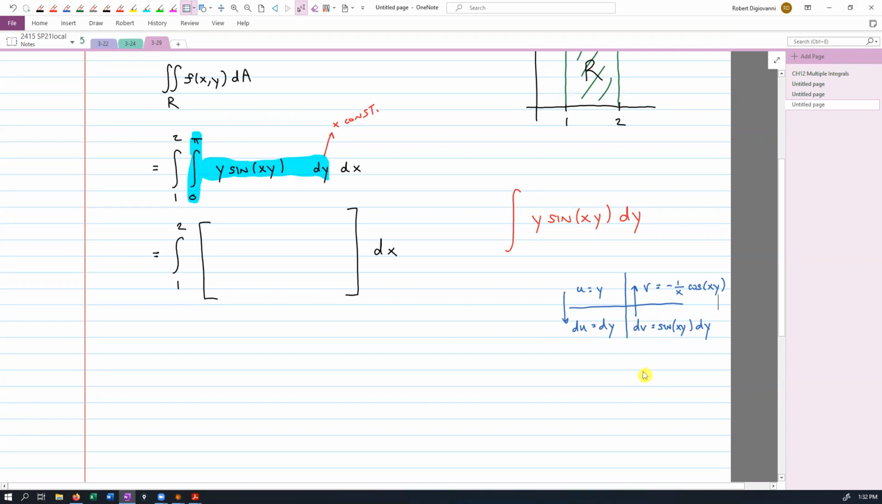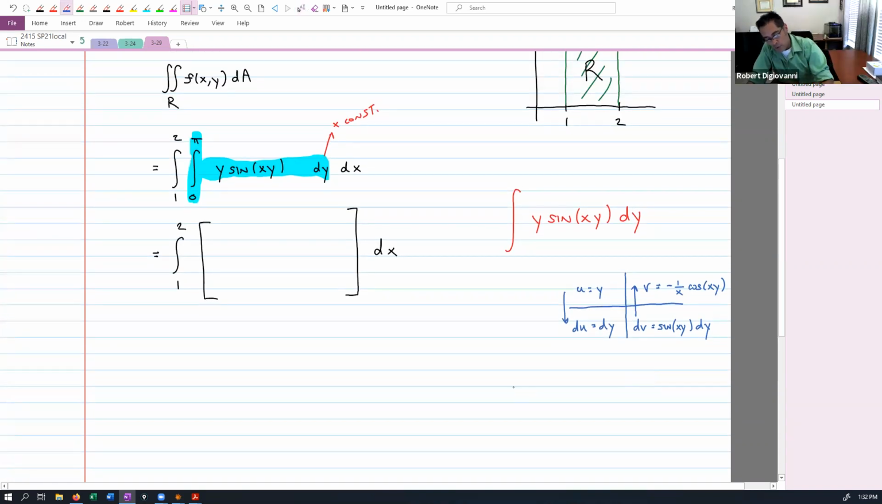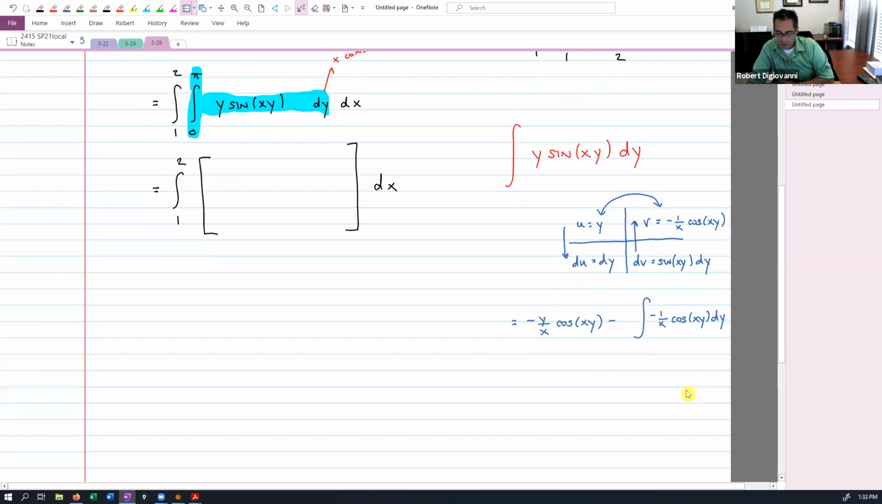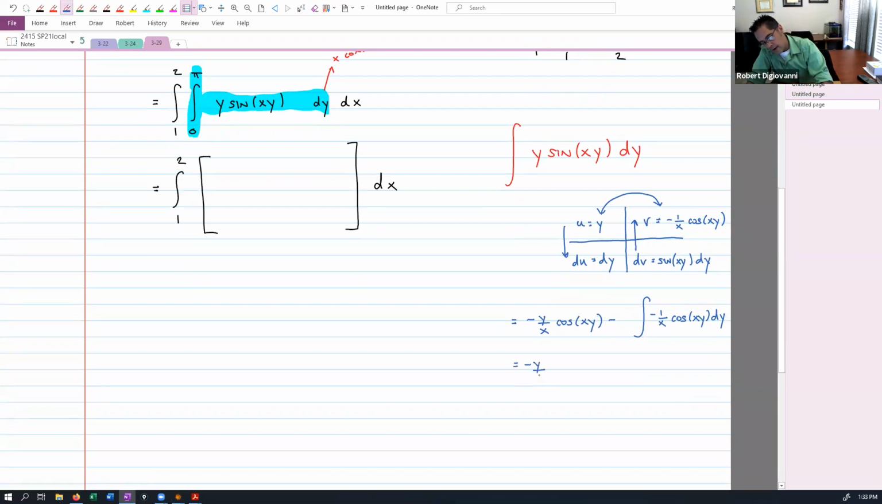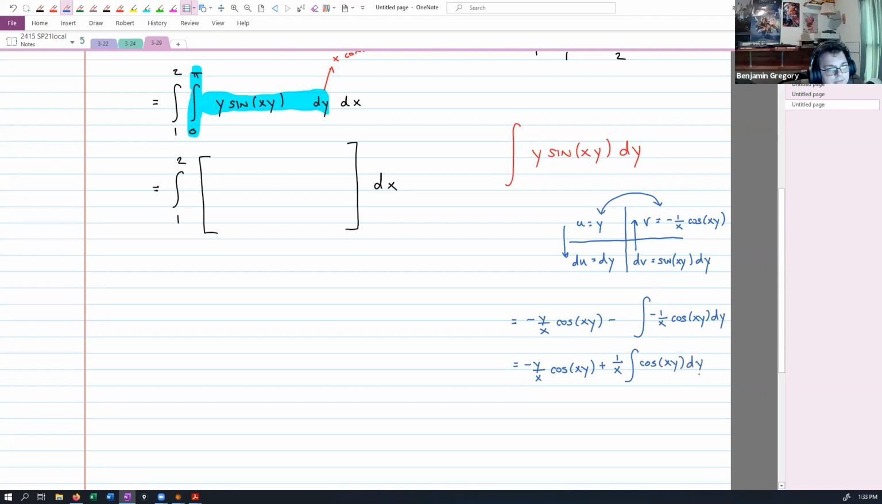Pretty straightforward. Okay. Now, according to the integration by parts formula, this becomes these two multiplied, so I'm going to write that as negative y over x cosine of xy, the ultraviolet. And then minus the integral of these two multiplied, the diagonal: negative 1 over x cosine of xy dy. That is negative y over x cosine of xy plus the integral, and I can bring the 1 over x out. Why can I bring the 1 over x out? Because it's a constant. We're treating it like a constant, so we can bring it out. And now we just find the antiderivative of this.